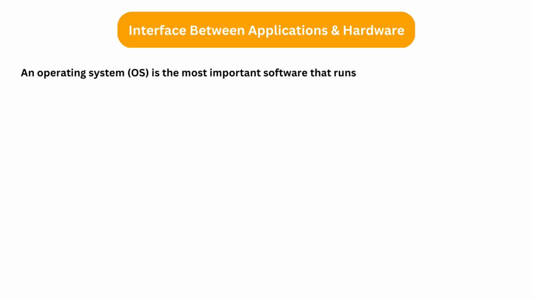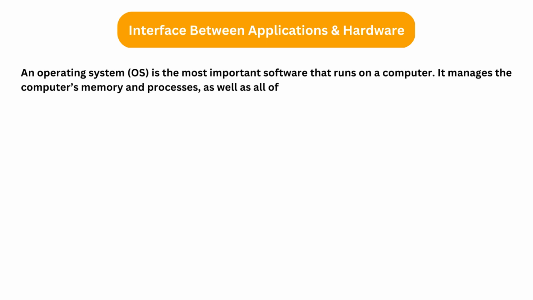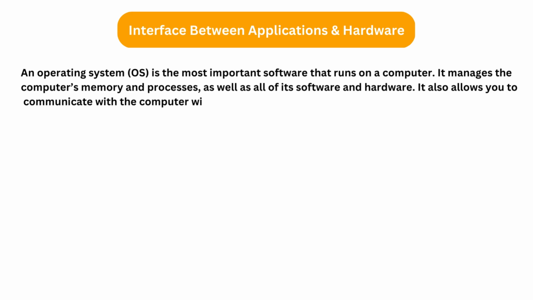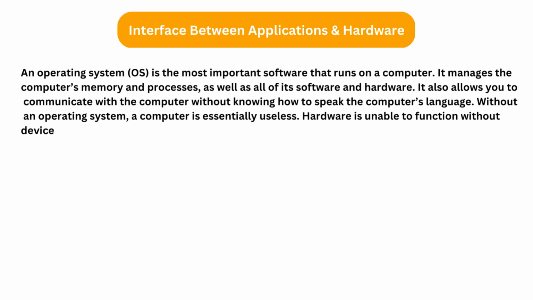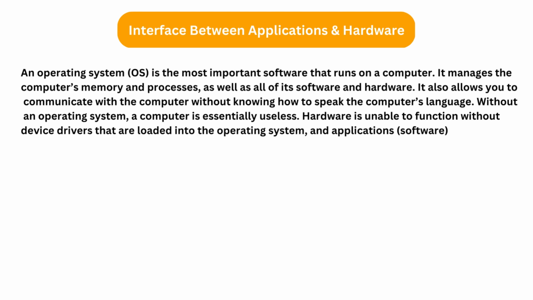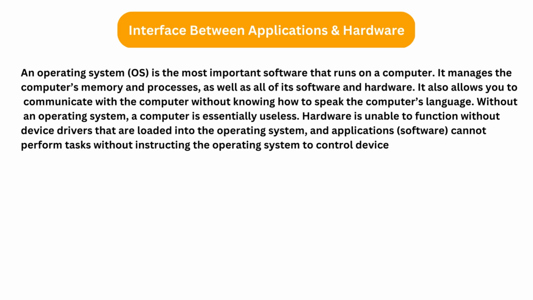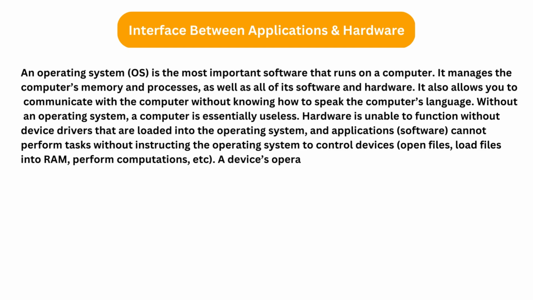An operating system, OS, is the most important software that runs on a computer. It manages the computer's memory and processes, as well as all of its software and hardware. It also allows you to communicate with the computer without knowing how to speak the computer's language. Without an operating system, a computer is essentially useless. Hardware is unable to function without device drivers that are loaded into the operating system, and applications, software, cannot perform tasks without instructing the operating system to control devices, open files, load files into RAM, perform computations, etc.